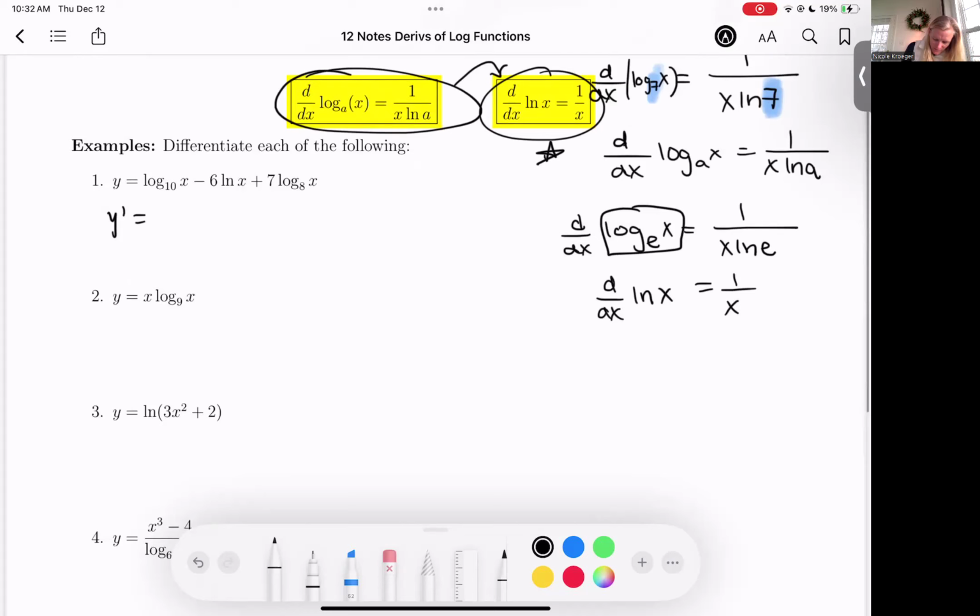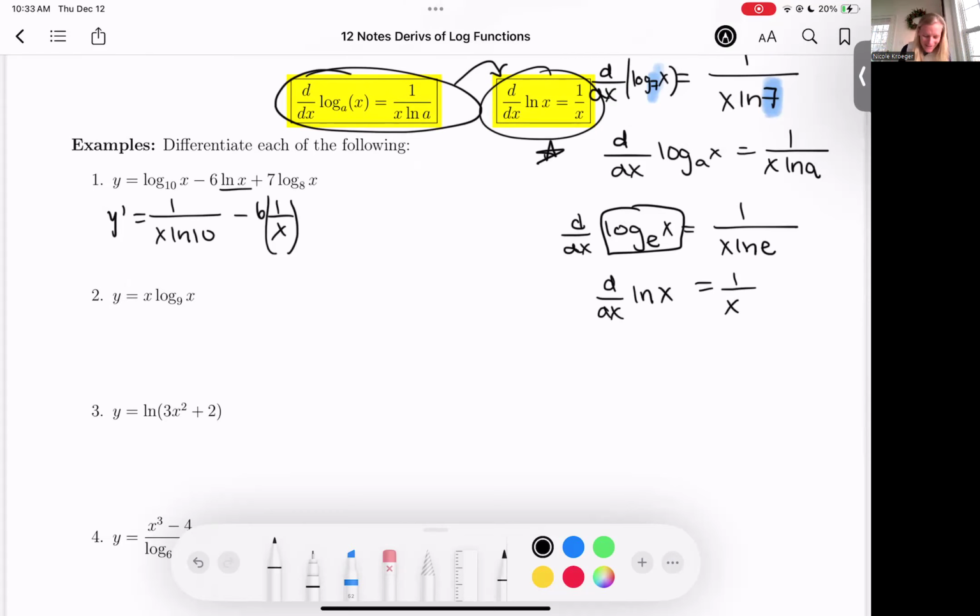So to take the derivative of that, I'm going to get 1 over x ln of 10. I have an ln of x, so the derivative of that will just be 1 over x. And remember that 6 is a constant, so it's just going to be 6 times the derivative of ln of x. So we get 6 times 1 over x, which you could certainly write as 6 over x.